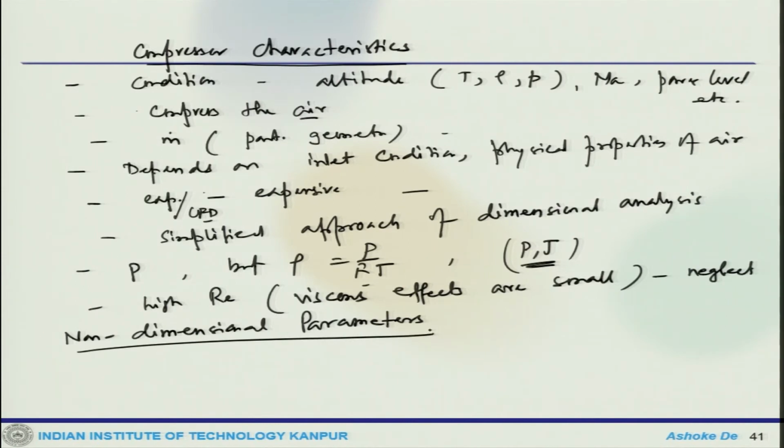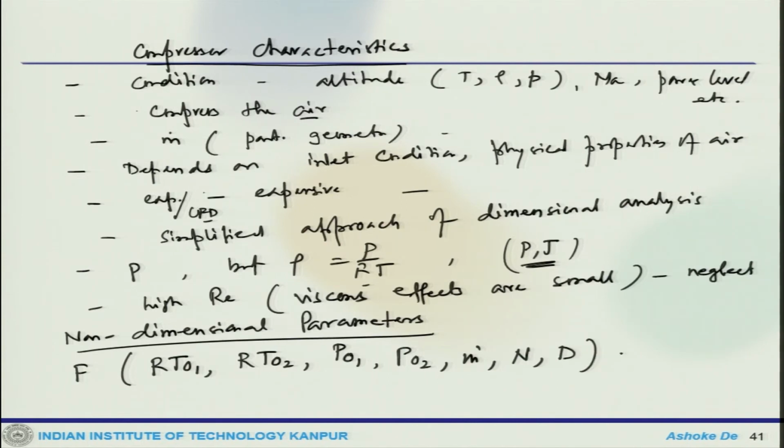Now, the function would be f of R T naught 1, R T naught 2, P naught 1, P naught 2, mass flow rate, and so on, equal to 0. Here R T one can look at as V square by 2, which is a measure of energy, and the other parameters, like n, is the rotational speed, and d is the characteristic dimension.